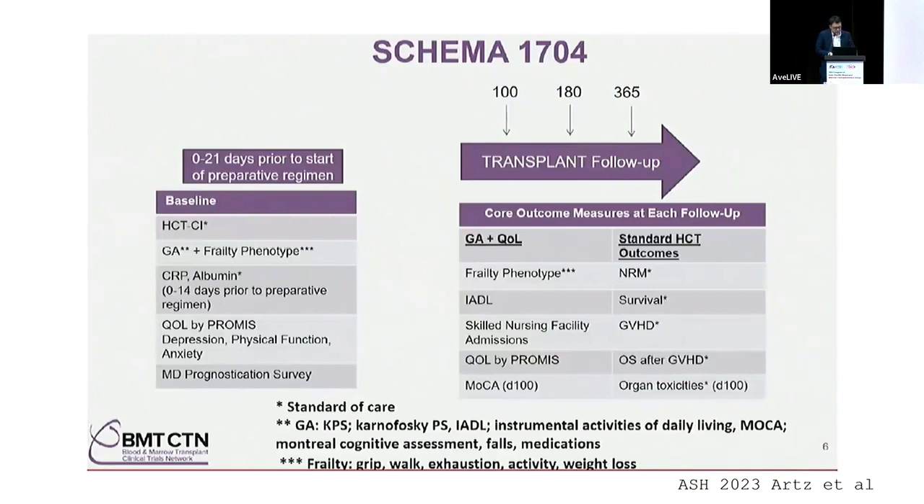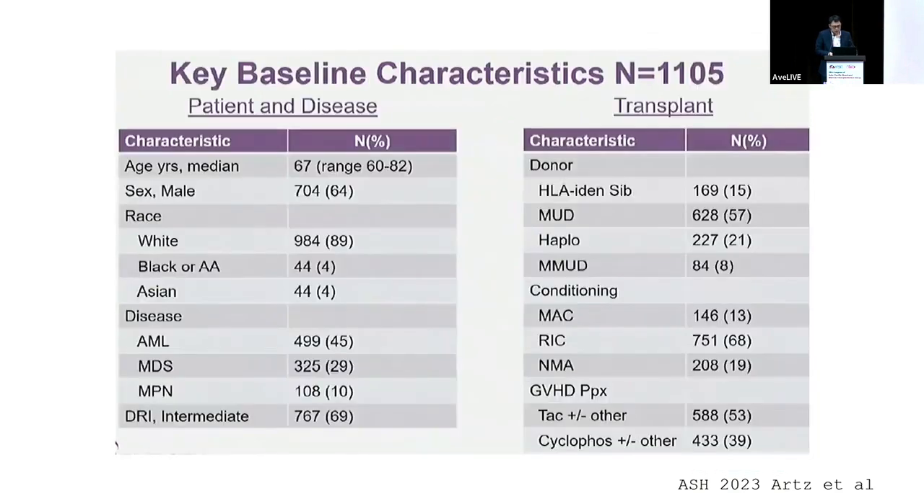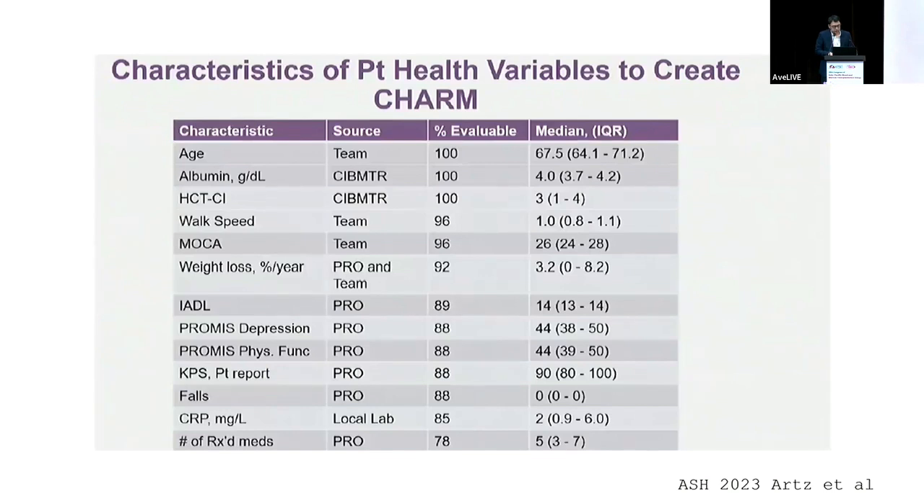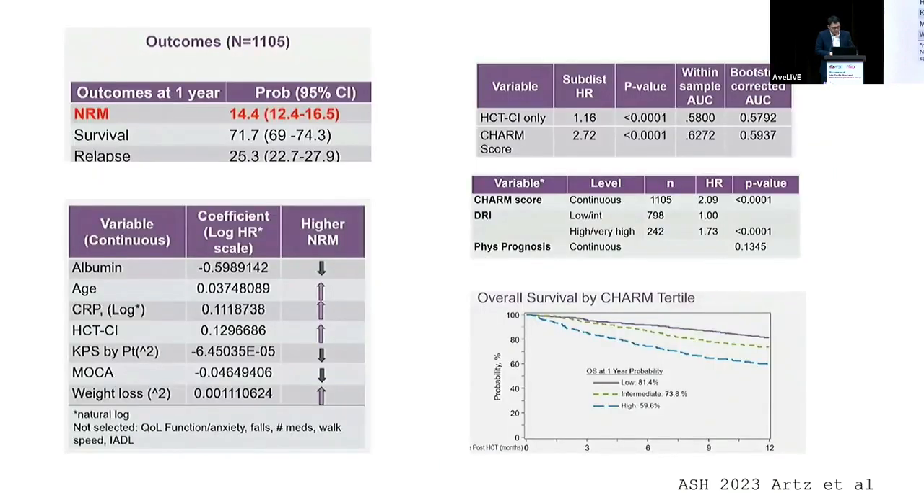These are the geriatric domains that they assessed. And of course, they followed the patients prospectively during and after transplant. It's a very large number of patients, 1,105, with a median age of 67. You can see this is what is usually expected in the normal population for allogeneic transplant. They had a very good uptake rate for completion of the evaluation, about 80% to 100%. They demonstrated that the non-relapse mortality, even at a median age of 67, is only 14.4% at 1 year.